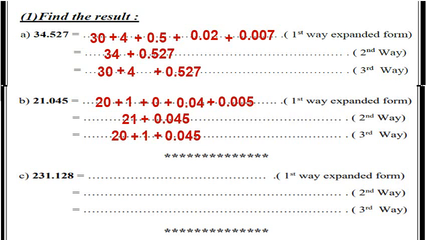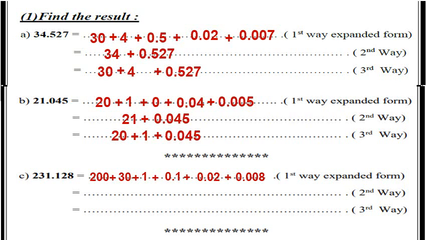And now in letter C, 231.128 thousandths. The first way is expanded form. So here I will write 231.128 in expanded form. 200 plus 30 plus 1. Then the decimal part: plus 1 under tenths, which means 0.1. 2 under hundredths, which means 0.02. 8 under thousandths, which means 0.008.